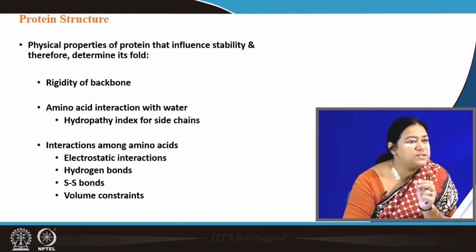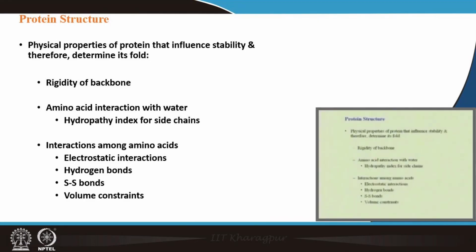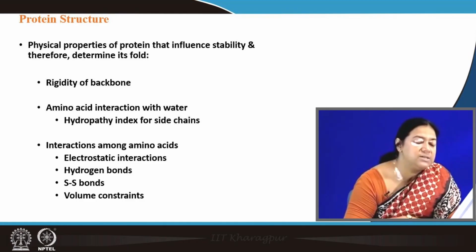So you have a specific index called a hydropathy index, which I'll show you later on, that actually tells you how the amino acids interact with water and how we can actually determine different regions of the protein that are going to be embedded in the protein because it has a stretch of amino acids. If you have a stretch of hydrophobic amino acids, they will not be on the surface of the protein.